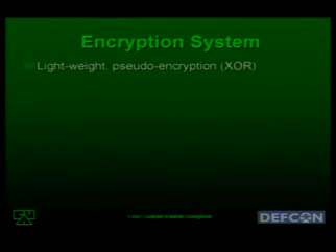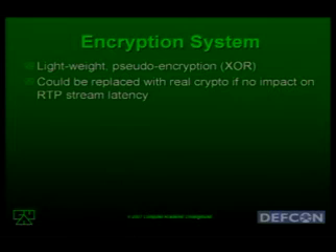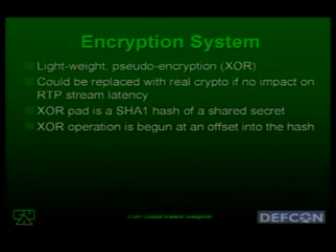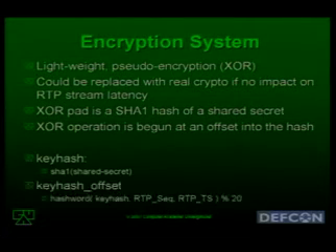It's not really encryption. Right now I'm just using pseudocrypt with an XOR against a bit pad. I used XOR because it's lightweight and I can implement it quickly. And it uses a SHA-1 hash as its bit pad, which is a hash of the password that's supplied to the tool by the user. The XOR operation is begun at an offset into the hash, which is determined by the RTP header fields that I highlighted earlier. Basically, it's a 32-bit hash against the user-supplied key hash, the RTP sequence number, the RTP timestamp, and then we modulus that by 20 to get an offset into the 20-byte pad.